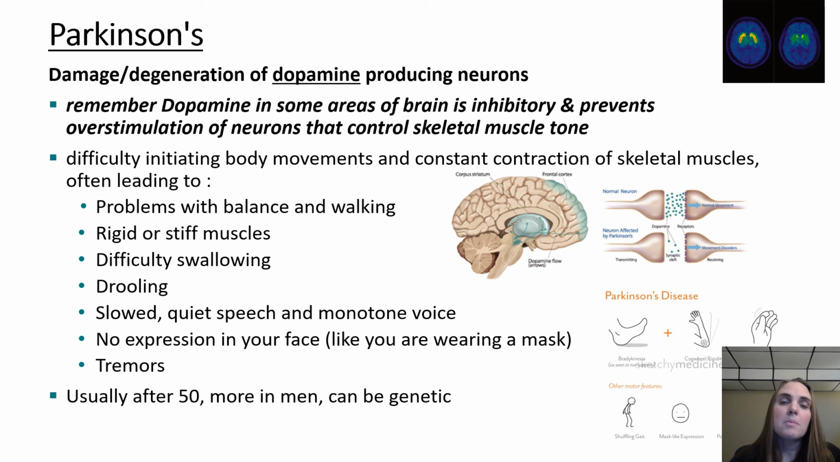Just a quick note about Parkinson's disease. We mentioned it before, and with Parkinson's disease, we get damage or degeneration of our neurons that produce dopamine naturally. If you remember back to the slide where we talked about this before, in some areas of the brain, dopamine actually has an inhibitory effect, and it prevents an overstimulation of neurons that control that skeletal muscle tone.